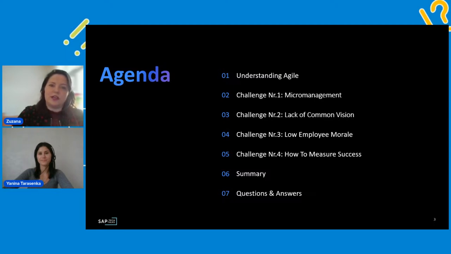During our talk today, we will discuss how to become a successful Agile leader. We will start by better understanding what is Agile and how it can help us. We will also face together most common challenges that every leader struggles with: micromanagement, lack of common vision, low employee morale, and how to measure success of your work as Agile leader. At the end, we will also spend some time on questions and answers.